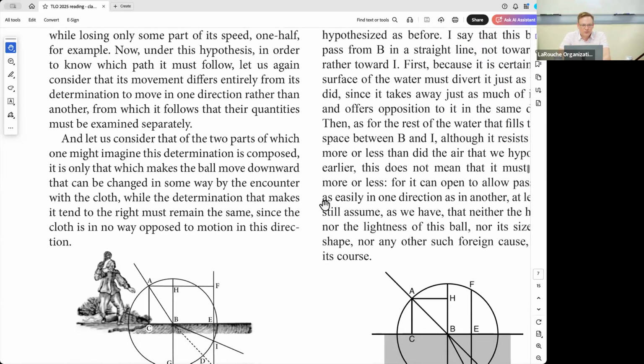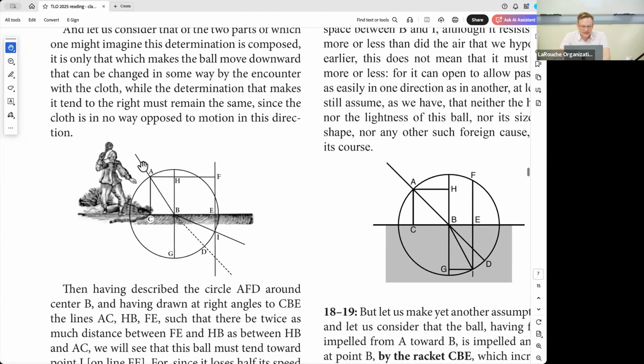Just to restate what he said. So here's light, a ball, it's going from A to B. And then Descartes said, let's say that when it breaks through this cloth here, it tears it, and it loses half of its speed. When Descartes says the determination that makes it go to the right must remain the same, he's saying that after the ball breaks through this cloth and loses half of its speed, it won't lose any of its speed to the right. Only its downward speed will change.